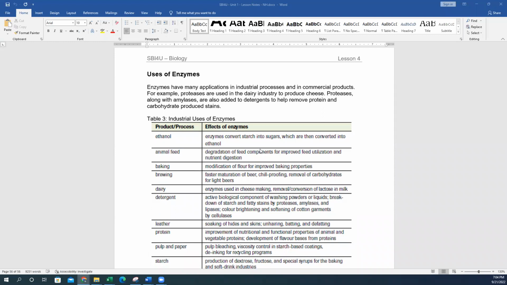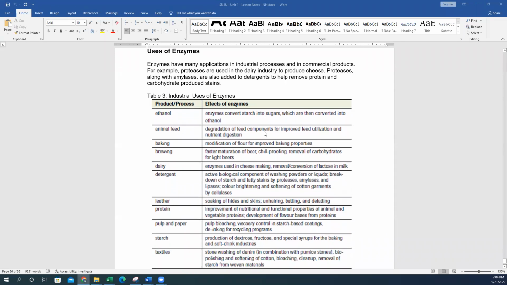And these proteases, also together with enzymes called amylases, are oftentimes added to detergents, and that will help the detergents be able to remove stains that are present from proteins and carbohydrates, and to help break down those stains that have that kind of carbohydrate or protein nature. These proteases and amylases are then able to break those molecules down and help to remove the stains better. So there's tons of industrial uses for enzymes.